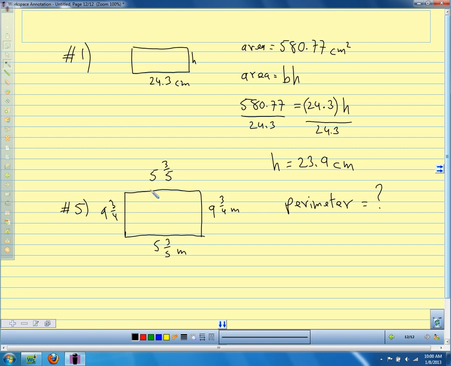What I would recommend doing is turning these fractions into decimals. So 9 3/4, I would say 3 divided by 4 is 0.75. So I turn this into 9.75 meters. And 3/5, I do 3 divided by 5, and I get 0.6. So this is 5.6 meters. And then I just add up all the sides. And my units are going to end up in meters. This perimeter is a length. So convert these to decimals, add them all up, and I get my answer in meters.